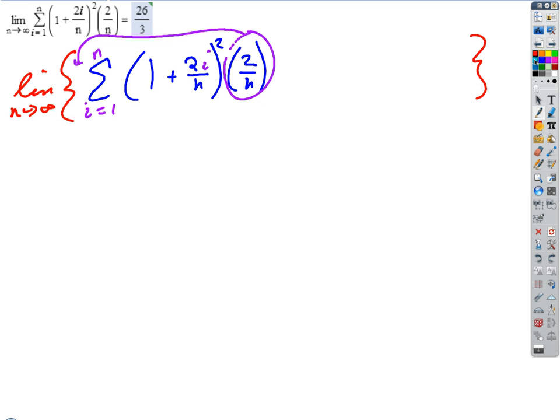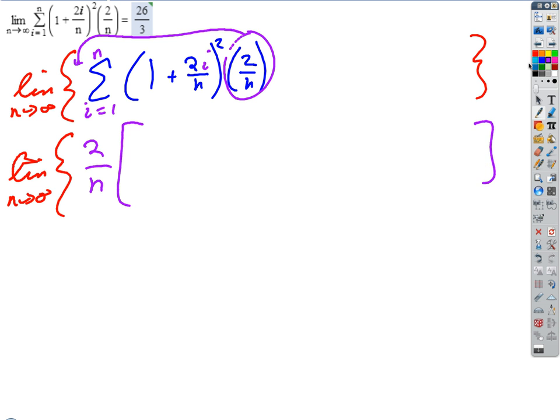So then we're left with the limit as n approaches infinity of 2 over n times a bunch of stuff. Well, what's this going to become? This 1 plus 2i over n quantity squared. How are we going to deal with that? Yeah, we gotta FOIL that out, don't we?